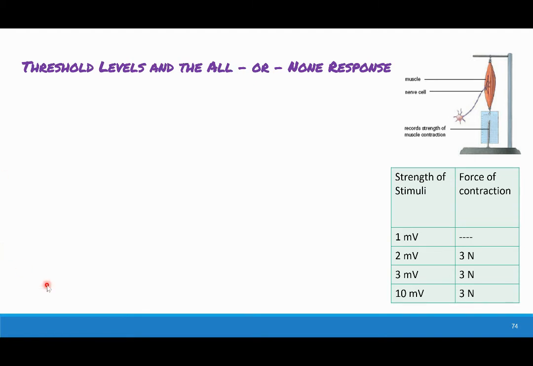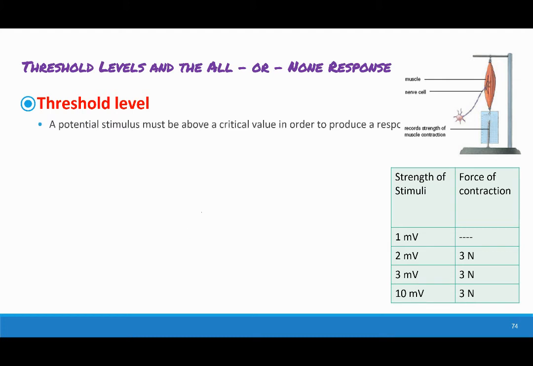I talked about this idea of threshold potential and the all-or-none response in the previous screencast, but I'm going to go over that again just so we are clear in terms of what that means. So threshold potential or threshold level is defined as the minimal stimulus required to cause an all-or-none response in a neuron.